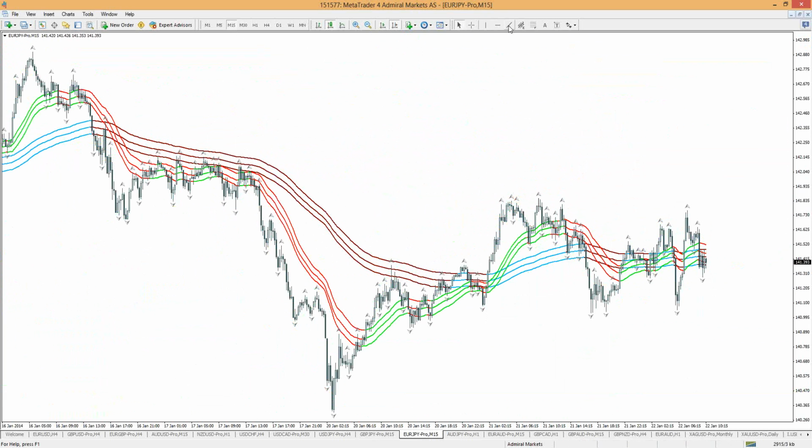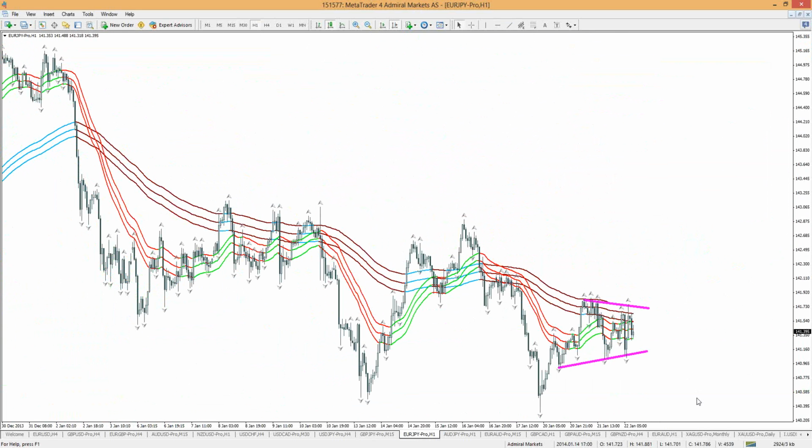So what kind of consolidation is that? We could put a trend line like this and a trend line like that. So that's easy. For that 1 hour world, the downside break would be with the trend on the 1 hour world. The upside break would be early and would be counter trend at the moment.